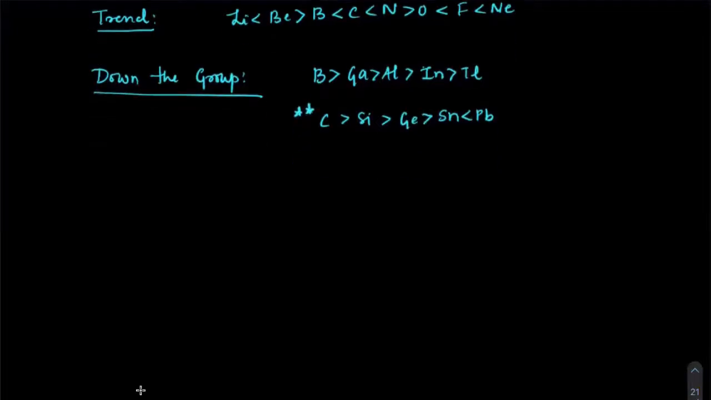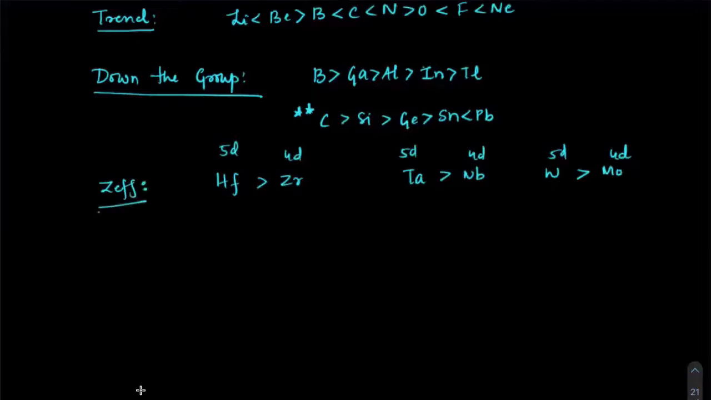Now, down the group, we have just seen that hafnium and zirconium have the same size. Then niobium and tantalum have the same size. Molybdenum and tungsten have the same size. But when it comes to ionization, one is from the 5d series and the other from the 4d series. The 5d series will be more dominant because of lanthanide contraction, because they have more Z effective. So this is on the basis of Z effective.